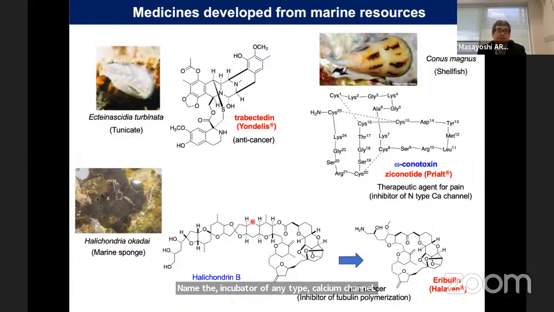And one more example, the anti-cancer agent eribulin, an inhibitor of tubulin polymerization, was developed using parts of Halichondrin B isolated from marine sponge. And more than 20 marine-derived compounds or their synthetic derivatives are still in clinical trial.